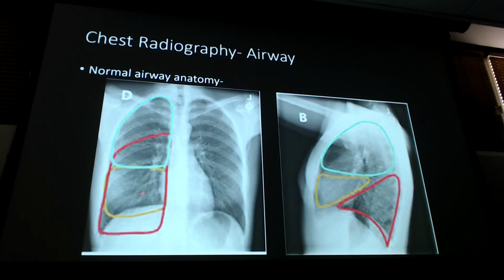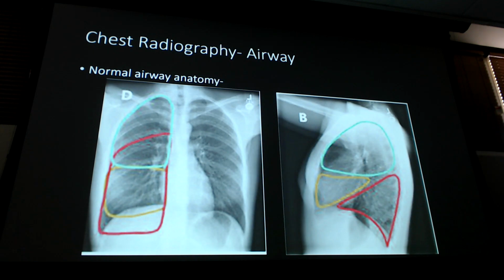So for example, if I have a mass in this part of my PA chest X-ray, I have no idea based off of just that if that's middle lobe or lower lobe because they're overlapped. But when I get my lateral, if I see that same mass down in here or over in here, now I've pinpointed what lobe it's in. Right now, we're just showing you where the lobes are, right?